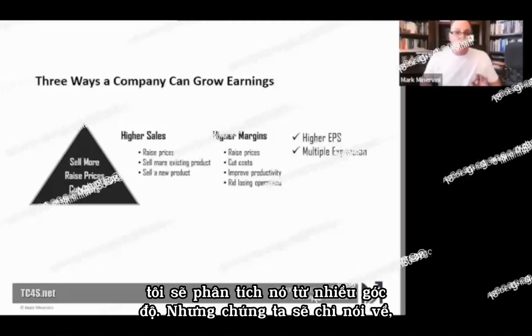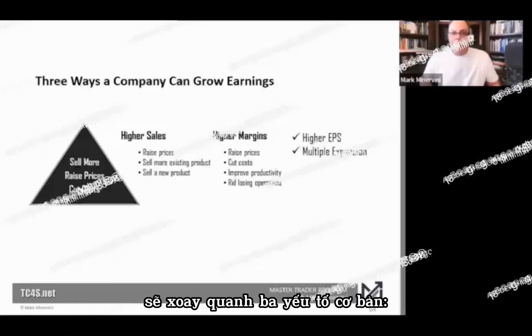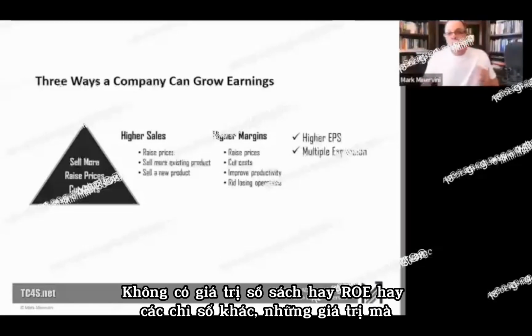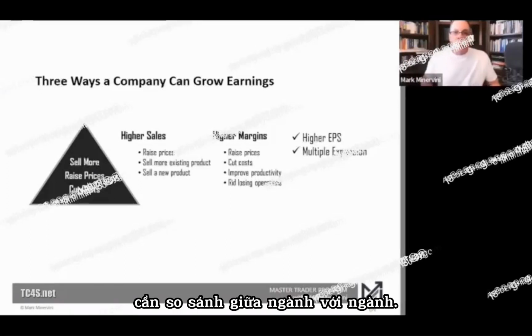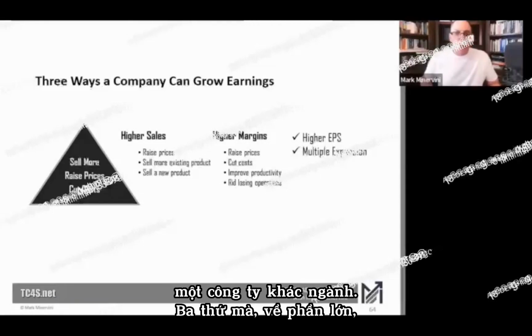But in my work, I look at a bunch of things, but I really weight 98% of everything I do in the fundamental area around three things: earnings, sales, and margins. That's it. No book value, return on equity. Some of these other metrics need to be compared industry to industry. Software companies can have bigger return on equity than a company in a different industry.